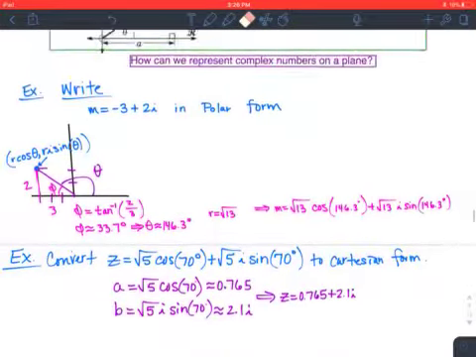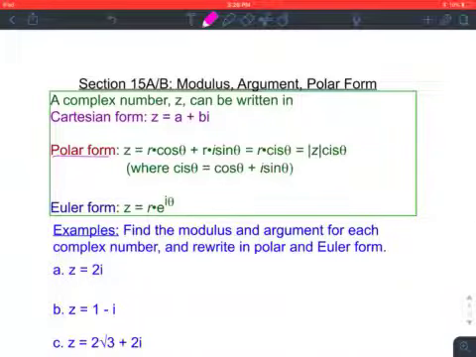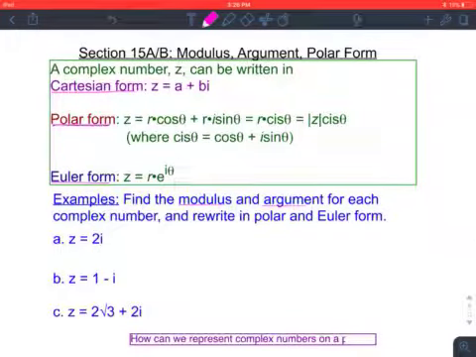Okay, so picking up where we left off on Thursday, a complex number can be written in multiple forms. One way is Cartesian, one way is polar, and one way is Euler form. Find the modulus and argument for each complex number and rewrite in polar and Euler form. You can do this one, that'll be easy. We will do B and C.